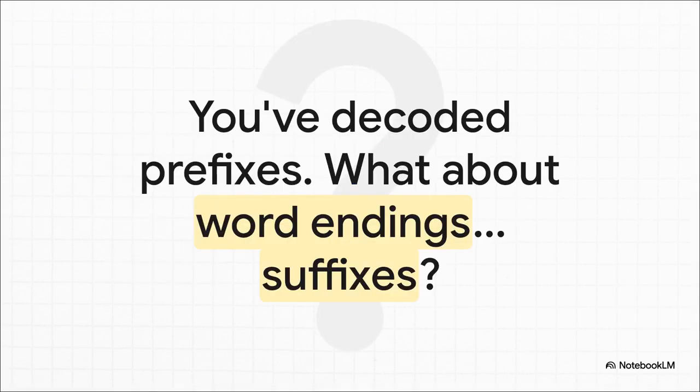So there you have it. You've officially cracked the code of prefixes, those powerful little engines at the start of words. But cracking one code just makes you realize there's another one to solve. Now that you can see prefixes everywhere, what about the endings of words? What suffixes are just sitting there, hiding in plain sight, waiting for you to find them next?